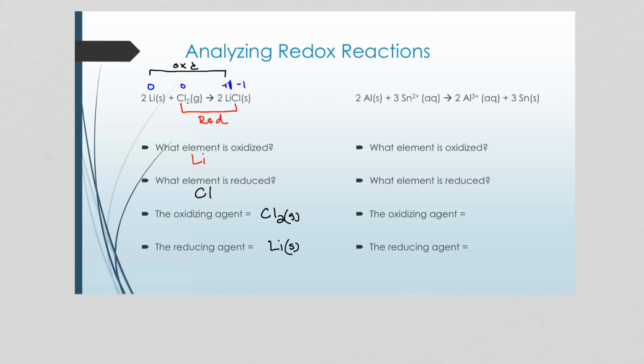Okay, so let's try one more. So here we have aluminum. So elemental form, oxidation state of 0.